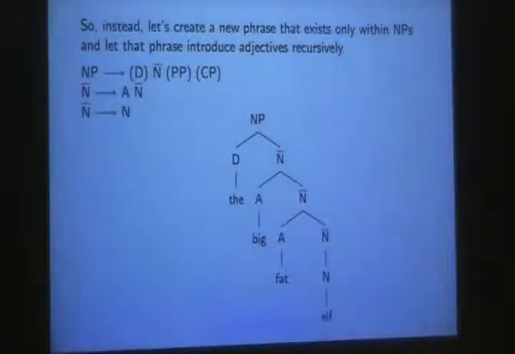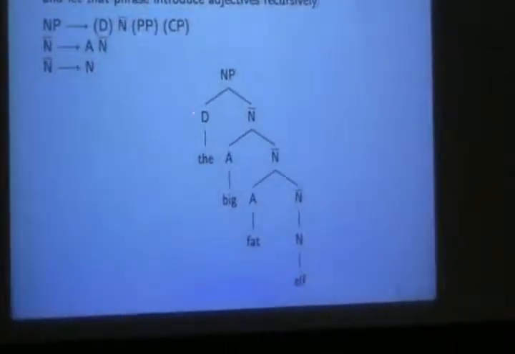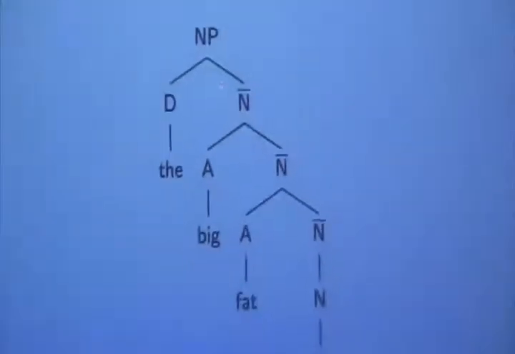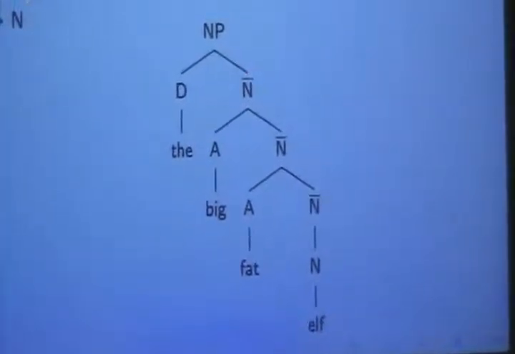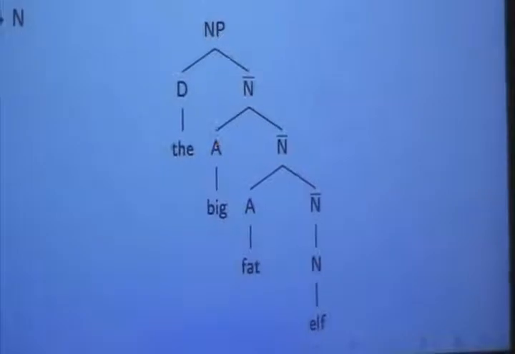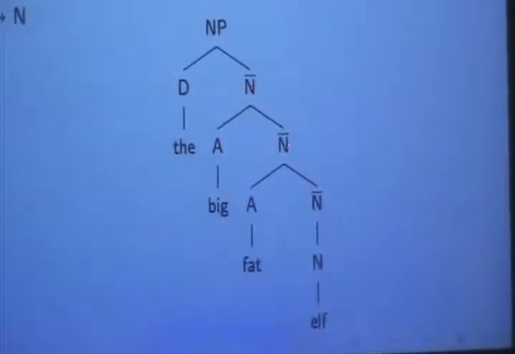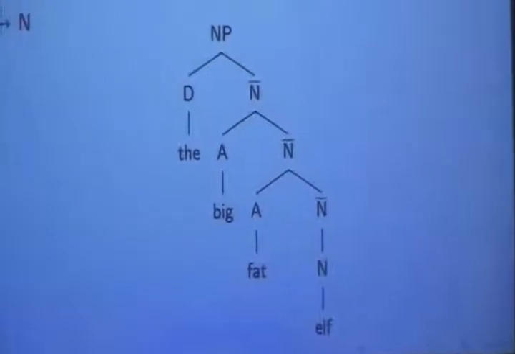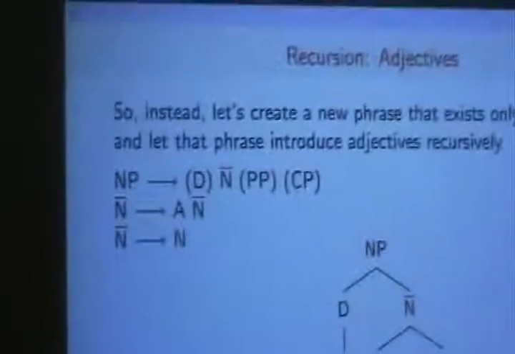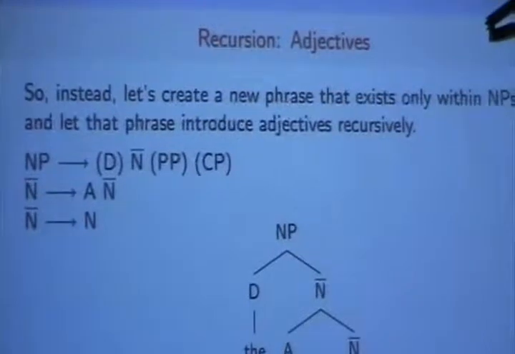N-bars. All right? And now, this is the way the big fat elf looks. This noun phrase starts with a determiner, and it follows, like every noun phrase will, with an N-bar. And an N-bar can be an adjective followed by an N-bar, and that is what this one is, and so is this one. And an N-bar can be just a noun. And that's what this one is. And that's how we get big fat elf.